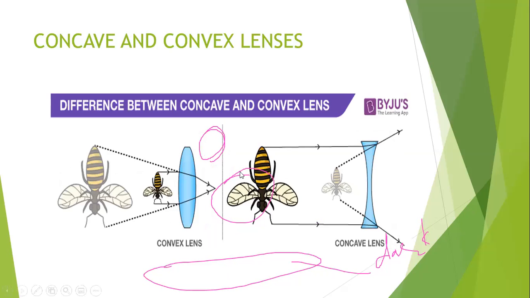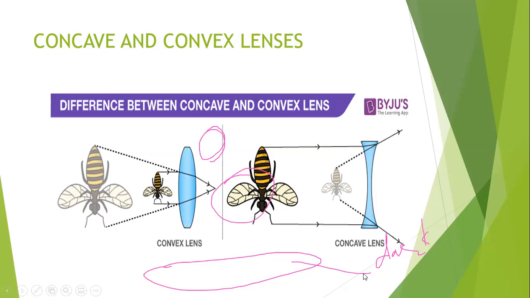Here you can see the difference between concave and convex lenses. Here you can see convex lens, that is thinner at the edges and thicker from the center. As I told you, this lens is for those who have a problem seeing objects that are very close, like this bee. So those having a problem seeing objects that are very close use this convex lens. By this convex lens, they see the image larger but a little bit away.